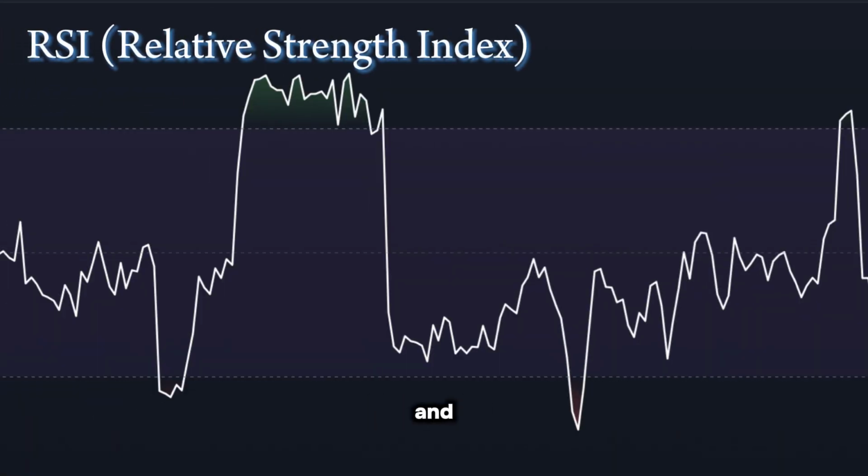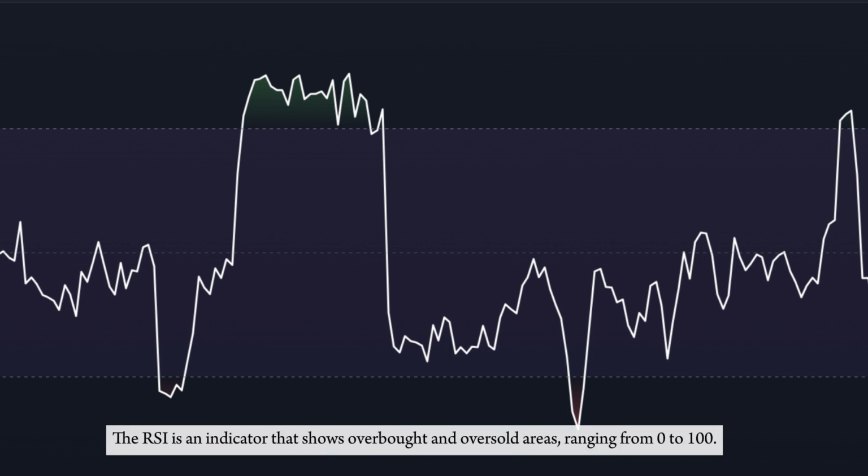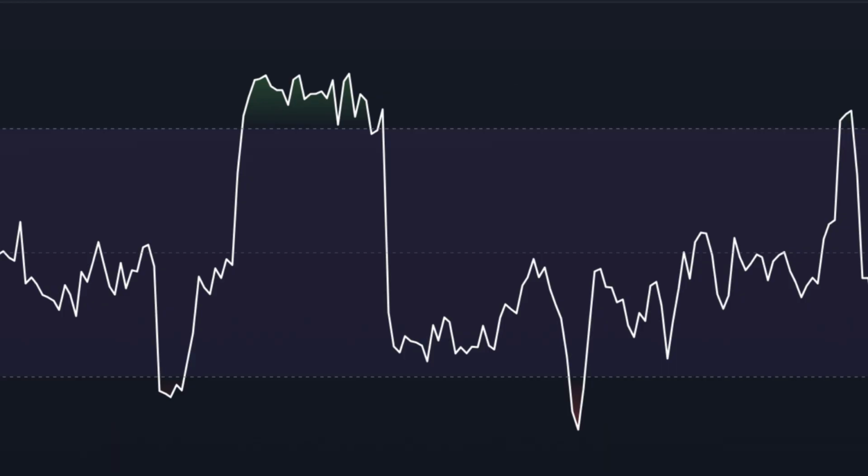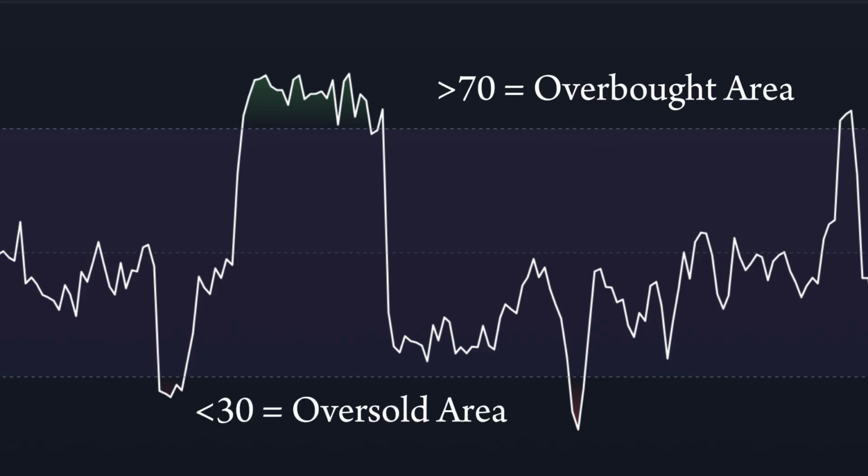RSI indicator and strategy. The RSI, Relative Strength Index, is an indicator that shows overbought and oversold areas, ranging from 0 to 100. Values above 70 indicate overbought conditions, and values below 30 indicate oversold conditions.